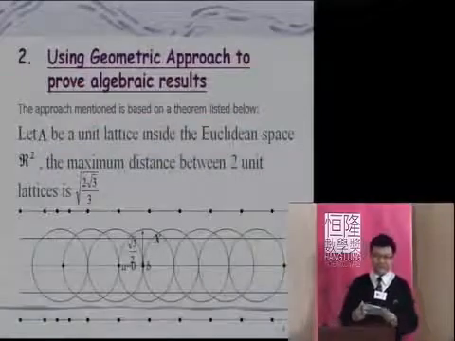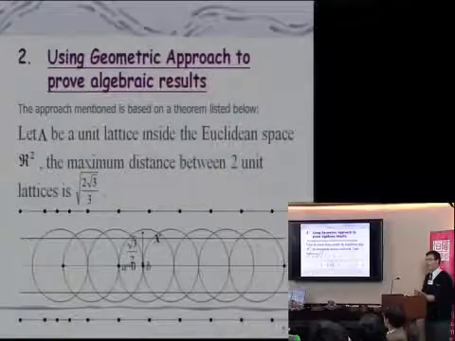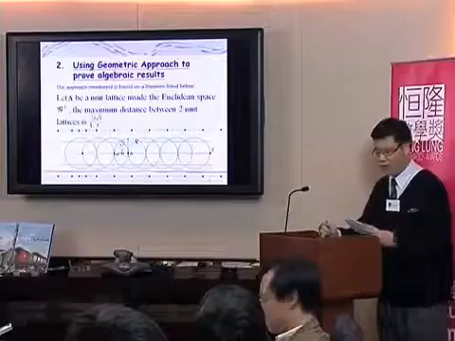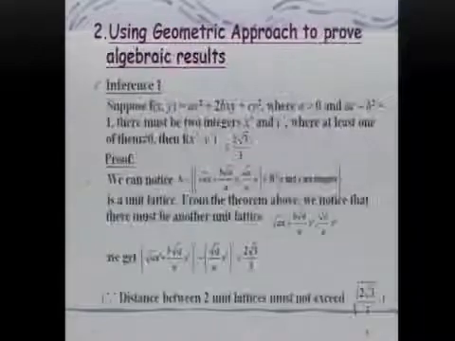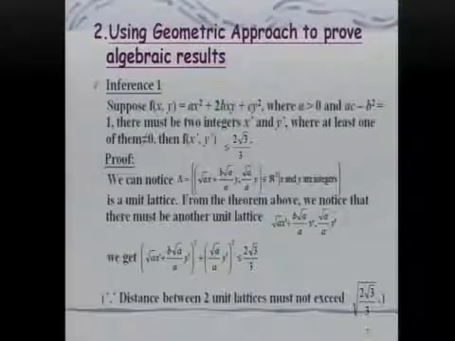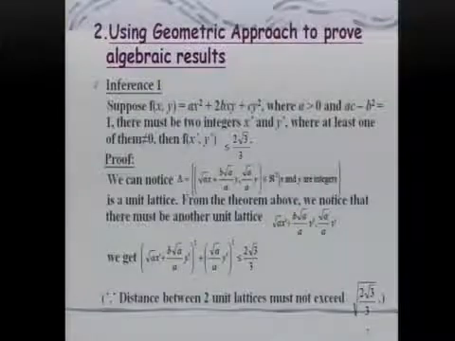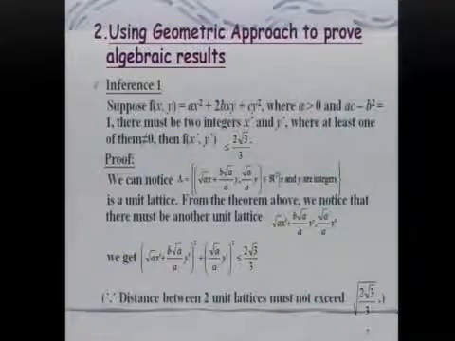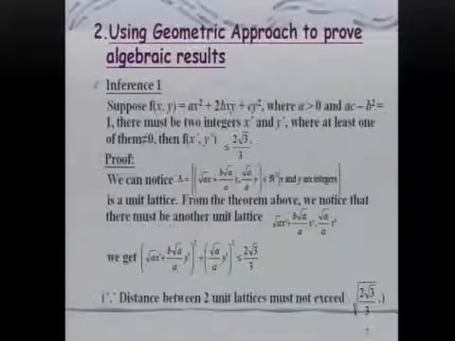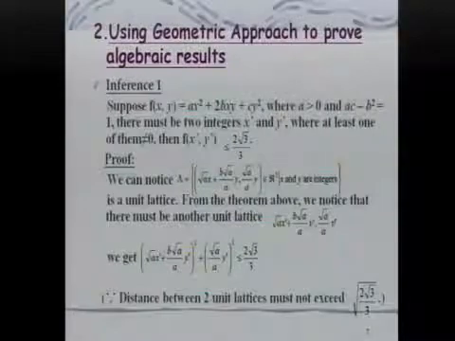The approach mentioned just now is based on a theorem listed. In the theorem, we can eventually find out the maximum distance between 2 unit lattices is the root of 2/3/3. And this theorem leads to 2 inferences. In the first one, suppose f(x,y) satisfies the listed condition. As you can see, we can show that there must be 2 integers, x' and y', where at least one of them is not equal to 0. Then f(x',y') will be smaller than or equal to 2/3/3. This can be done by constructing another unit lattice.